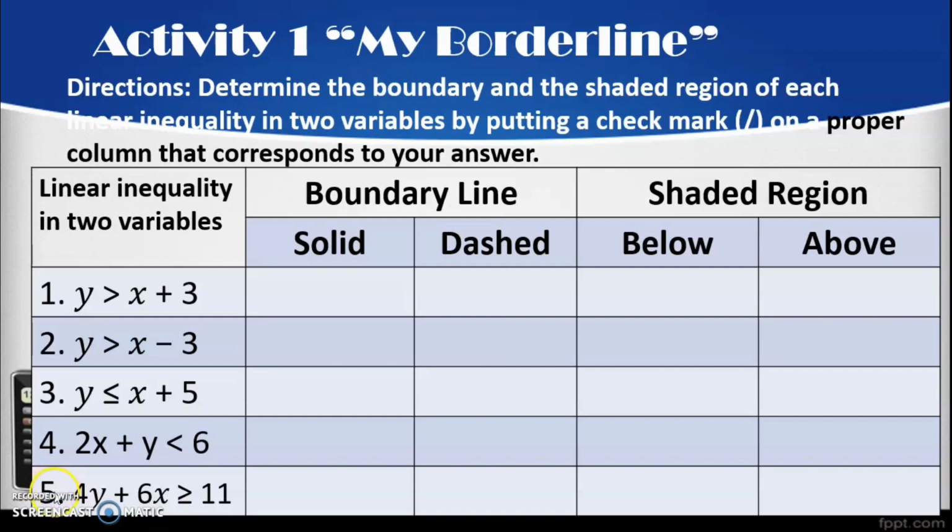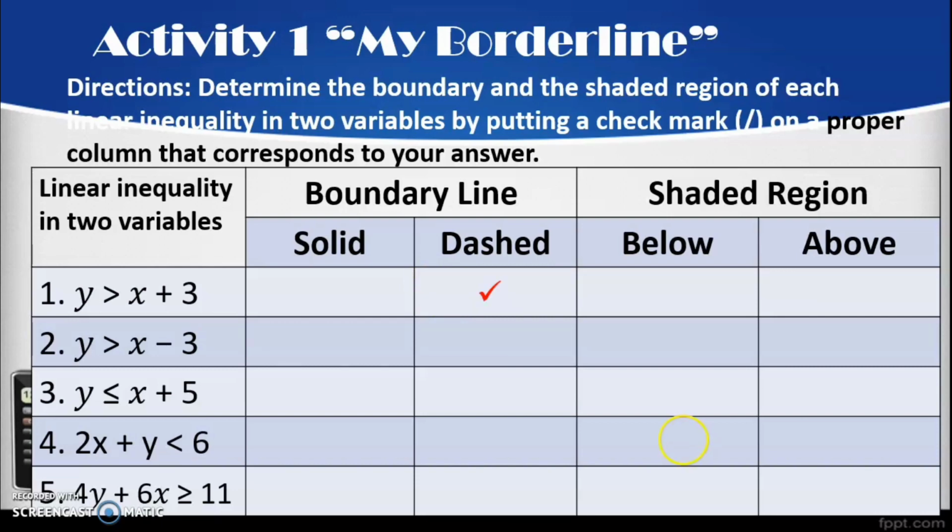Okay, activity 1 tayo. May borderline. Determine the boundary and the shaded region of each linear inequality in two variables by putting a check mark on a proper column that corresponds to your answer. Meron tayong 5 inequality, pero ang a-answeran lang natin ay 3. The rest, kayo na ang mag-fill in. So, we will have number 1, y is greater than x plus 3. So, our boundary line, since greater than yung symbol natin, so we will draw a boundary line which is the dashed line.